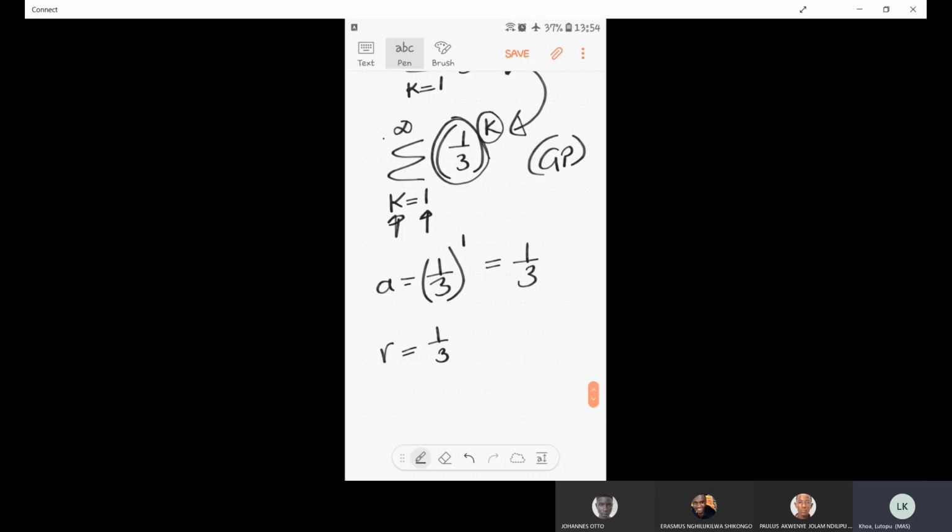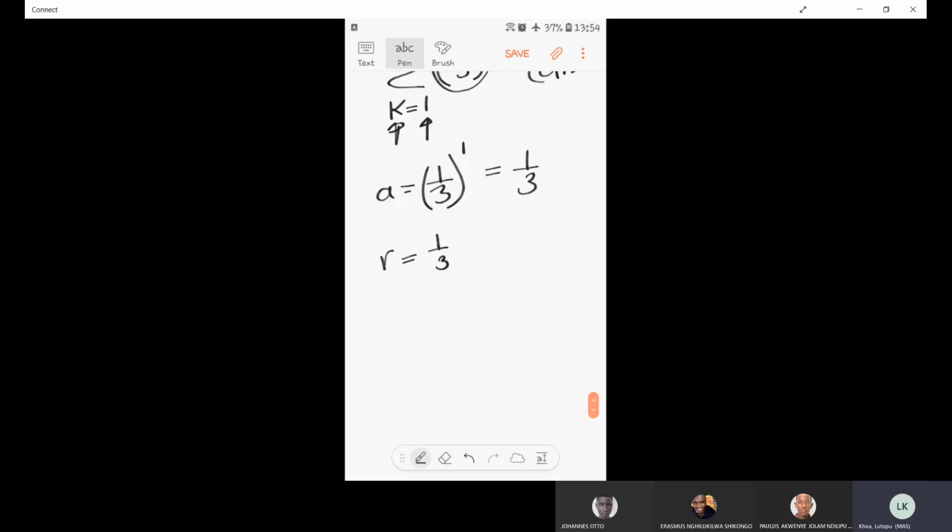And then to check whether it exists or not, I take the absolute value of R, which is the absolute value of 1 over 3, which is 1 over 3.